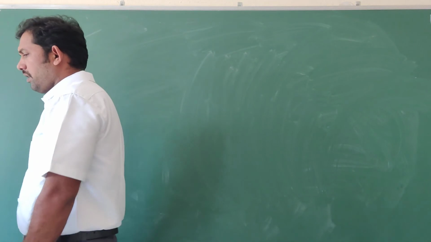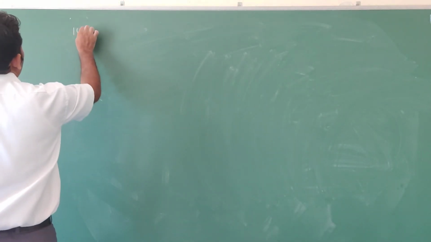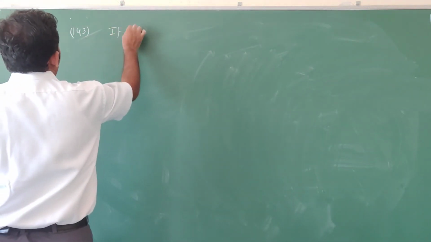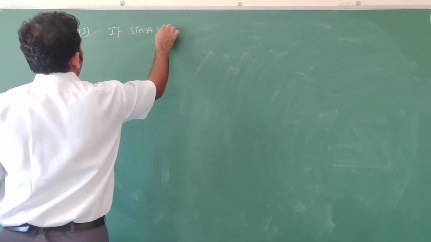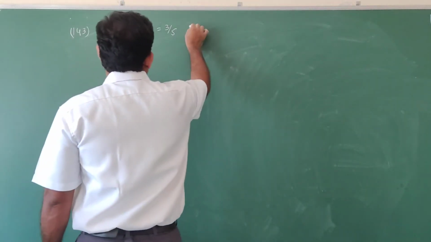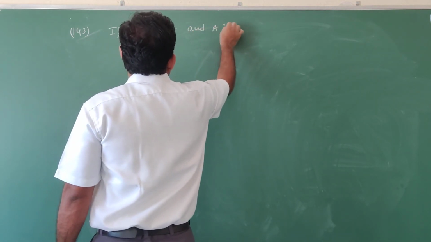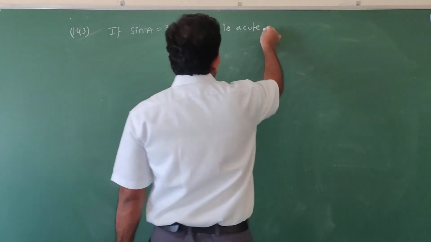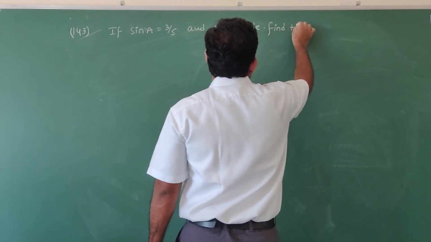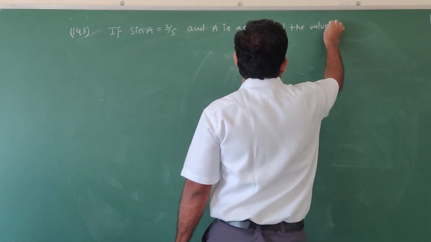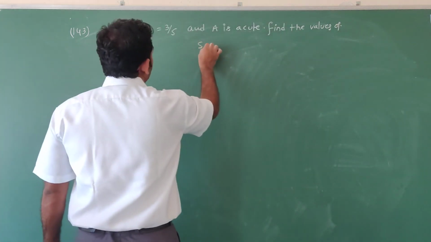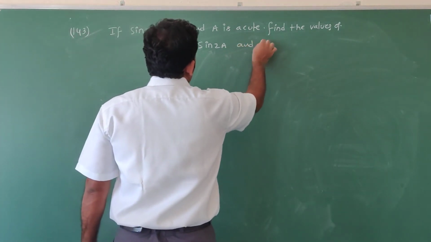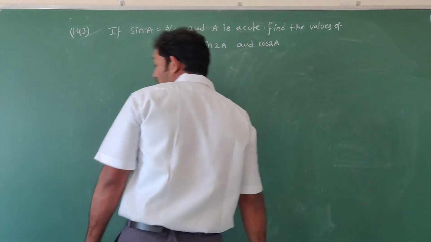Continuation, question 143. If sin A is equal to 3 by 5 and A is acute, find the values of sin 2A and cos 2A.